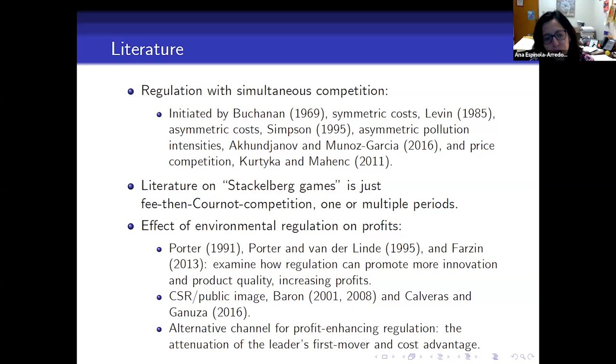Another line of the literature has examined the effect of environmental regulation on profits. And here we find Porter and van der Linde and Farzin, and they examine how regulation can promote more innovation and product quality, which at the end of the day increase profits. And also another part of the literature has examined how environmental regulation promotes corporate social responsibility or public image. We are proposing here an alternative channel for profit enhancing regulation, which is the attenuation of the first mover advantage and the cost advantage.